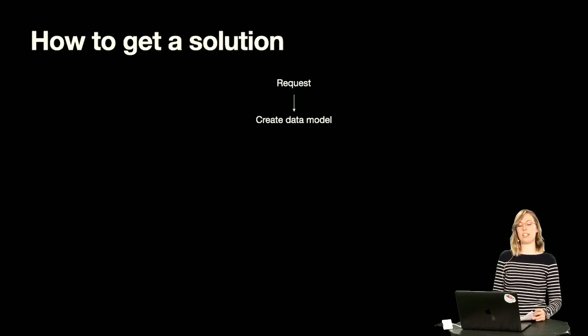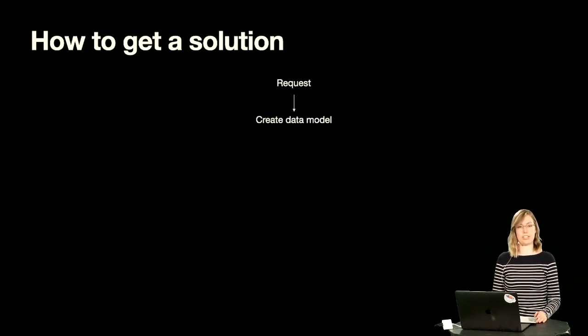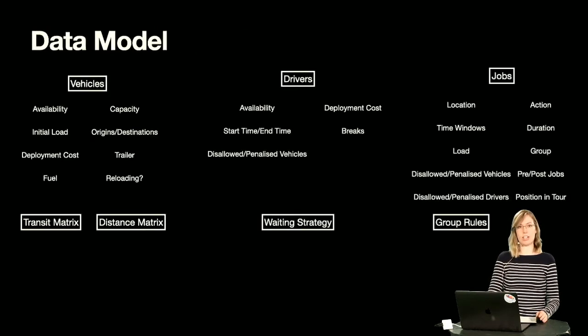When it comes in, we start creating a data model. This data model is for easier handling of the data, but also for us to pre-compute some values to make it easier to optimize later on and to save some time. The data model consists of three big pieces: the vehicles, the drivers, and the jobs. The vehicles have a general availability, an origin, they can have a trailer or no trailer, and they can be allowed to reload. These are all data that comes into us and that influences the tour optimization.